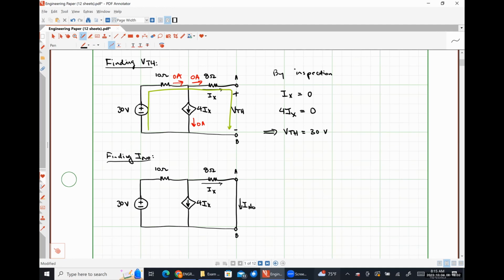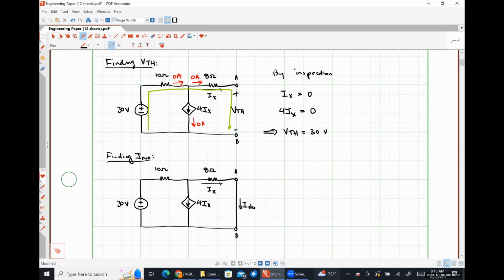So could we do a source transformation? Absolutely. That would put our resistors in parallel, but then we'd still have the issue of not really having a known amount of current, because we're still going to have that current source of 4IX pushing down, which is an unknown quantity. So I don't know how much that's going to help.